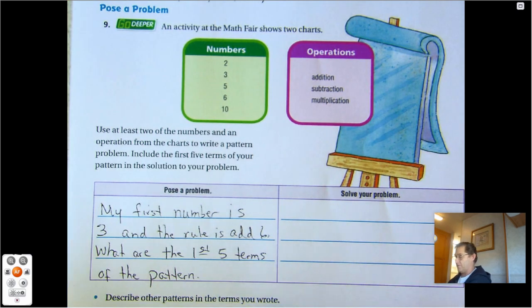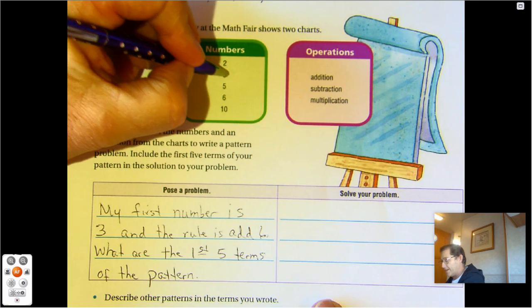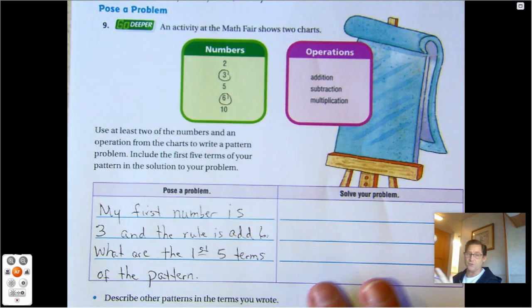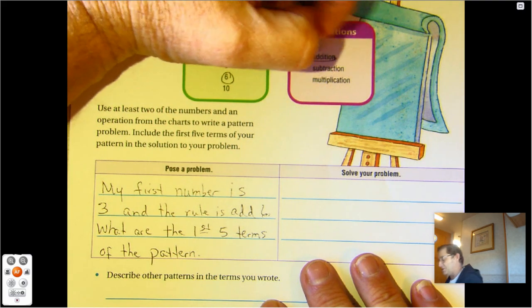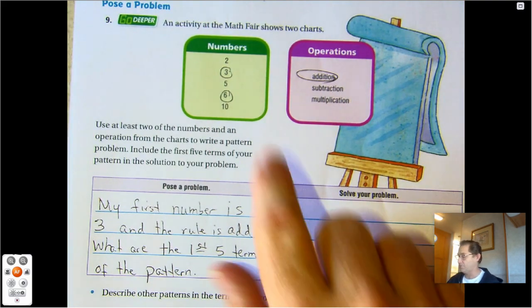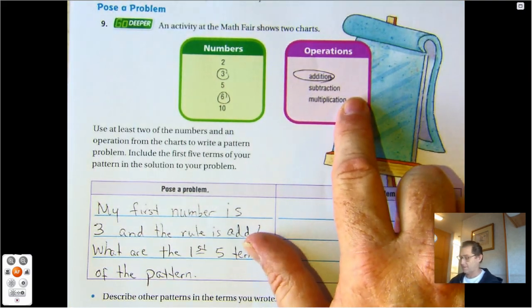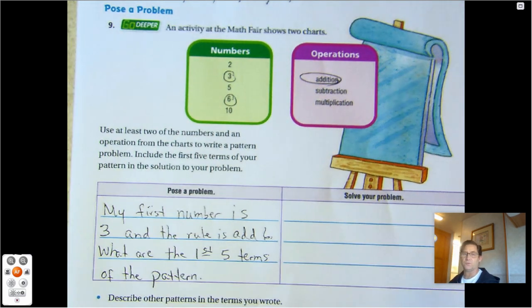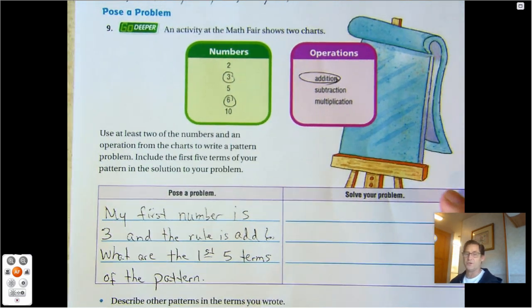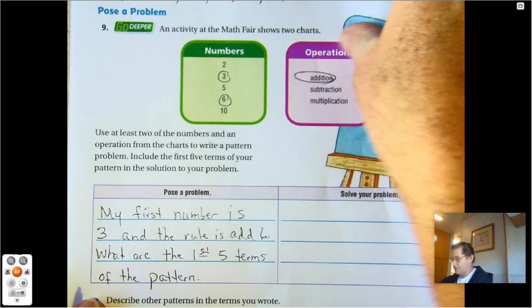Okay, so I used 2 numbers. I used 3 and 6. You can use any 2 numbers. And I chose the operation addition. So you have to choose 2 numbers and an operation. Write what your first term is, basically, and what's going to be your rule. Are you going to subtract by something? Or are you going to multiply by something? And then just do them.